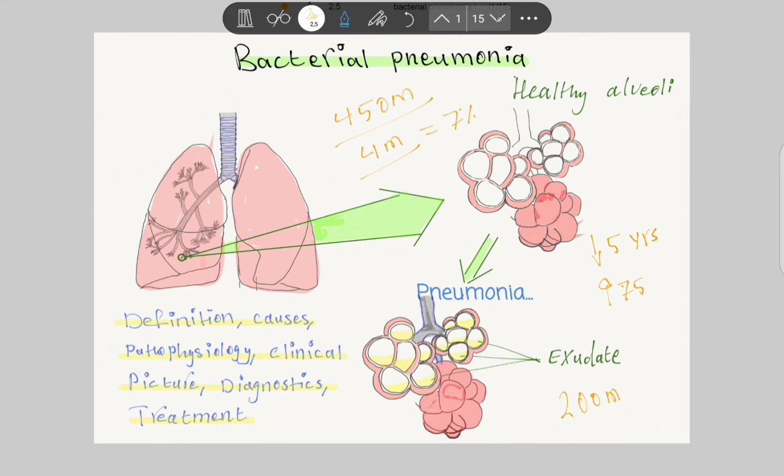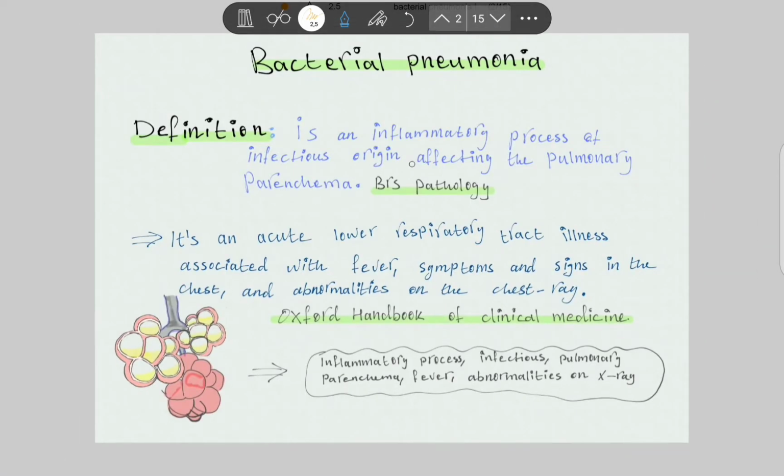So after epidemiology, let's go to the definition of pneumonia. Pneumonia is defined as an inflammatory process. So it is an inflammatory process and it is actually infectious. So it is an inflammatory process of infectious origin affecting the pulmonary parenchyma. This definition is from the BRS pathology book.